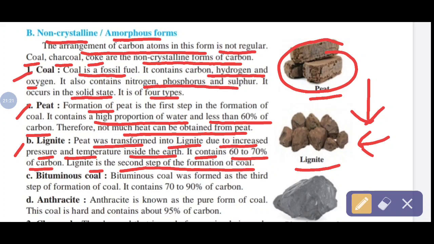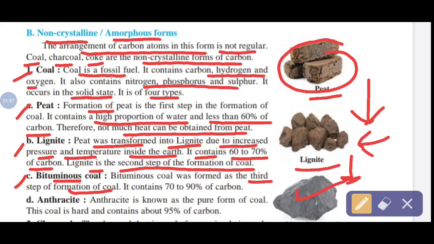All are getting? So in the first step, peat formation occurs. In the second step, lignite type of coal is formed containing 60 to 70% of carbon. Remember all this. Third one, bituminous coal. Bituminous coal was formed as the third step of formation of coal. Now the next one, check this figure.